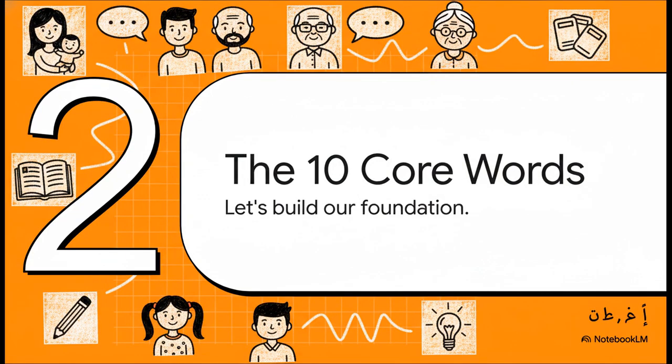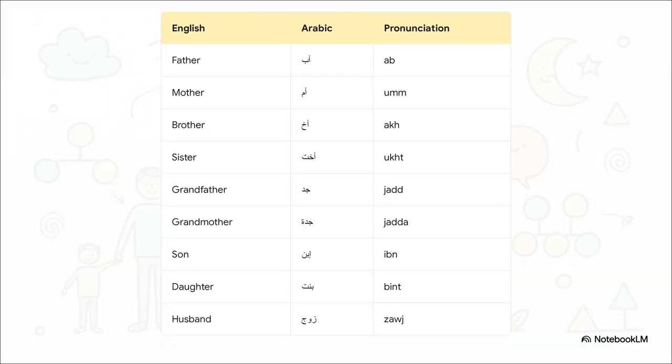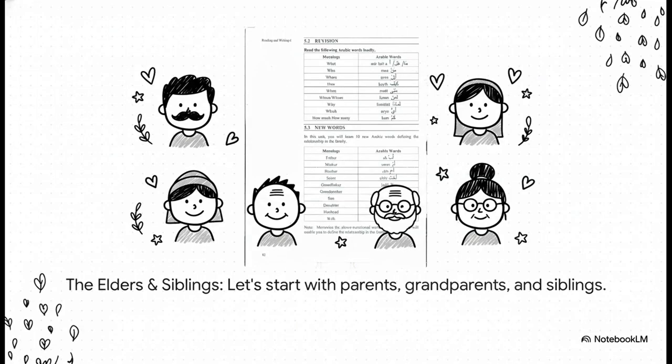Okay, so before we can build anything, we need our materials, right? And for us, that's vocabulary. We're just going to focus on 10, just 10 core words. Getting these down is absolutely the key to unlocking everything else. And here they are, the whole set of 10. You can see the English, the Arabic script, and how to pronounce it. Now, don't get overwhelmed. Don't try to memorize this whole chart right now. We're going to take our time and break it down piece by piece. All right, let's zoom in and tackle this first group, the elders and siblings.